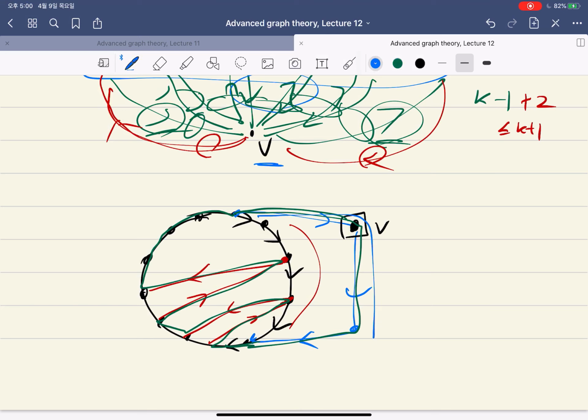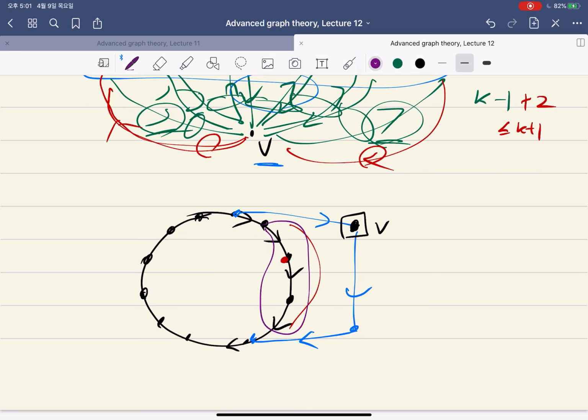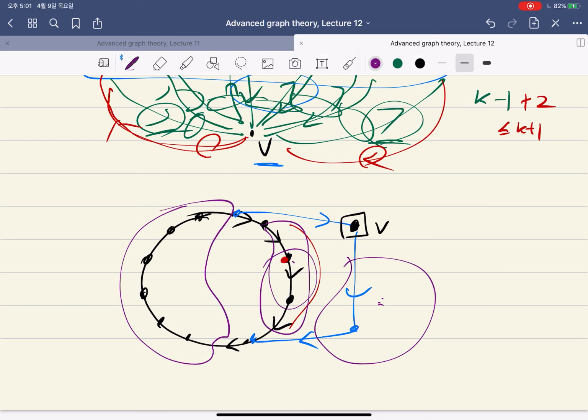Before, this path is shorter than this, but after inserting this to this cycle, now this cycle could be longer. That implies that the vertices here cannot have too many edges to this part. And also, this cannot have too many edges to outside. Otherwise, this insertion might be possible.